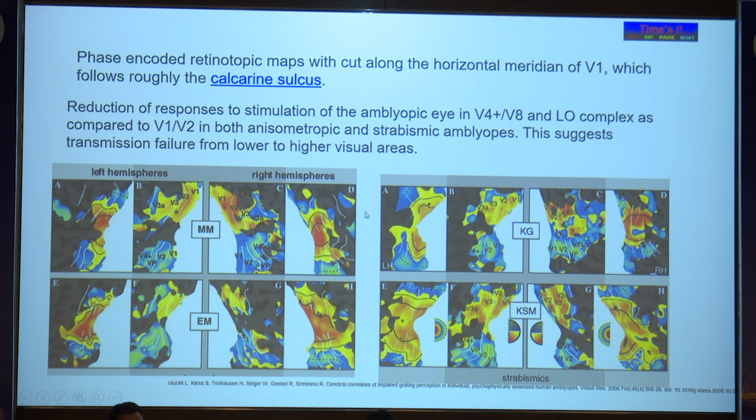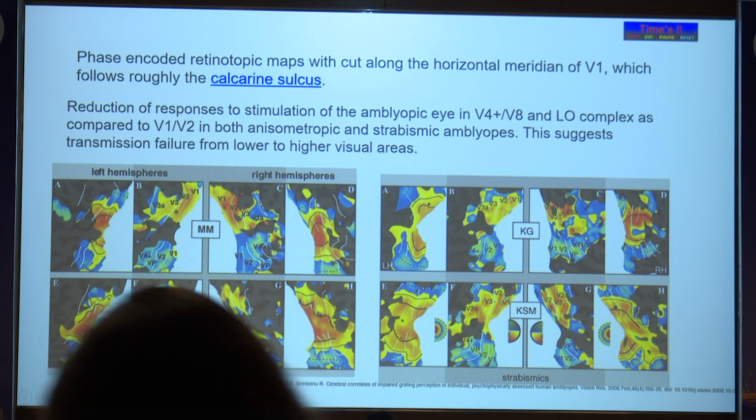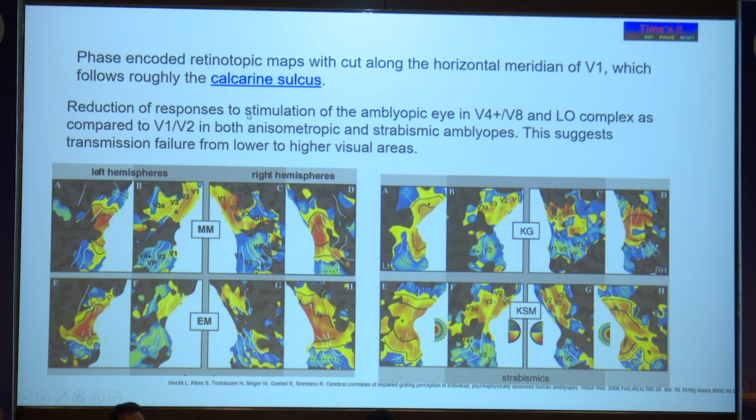Then they did phase encoded retinotopic maps by making a cut along the horizontal meridian of V1. Basically, they sliced V1, just like how we do Pentacam, with similar color coding to see the functional activity over the V1 area. And they identified a reduction of responses to stimulation of the amblyopic eye in V4 and V8.